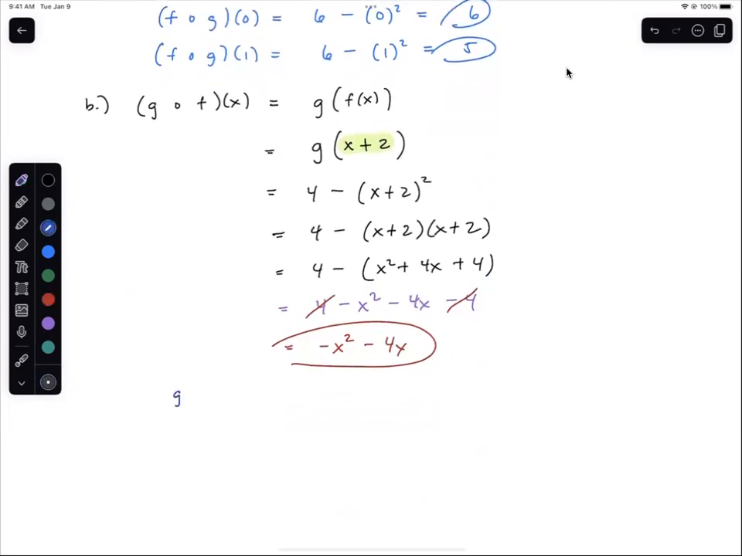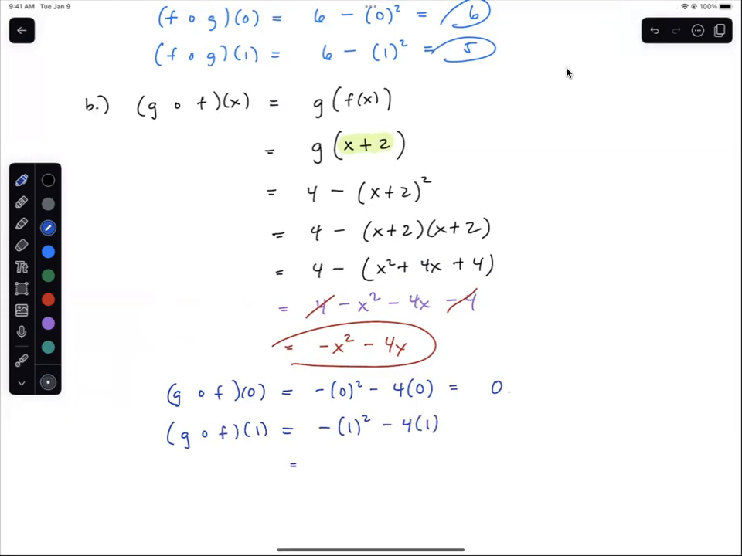G composed of f of 0 is going to be negative 0 squared minus 4 times 0, which is 0. G composed of f of 1 is going to be negative 1 squared minus 4 times 1. 1 squared is 1, so negative 1 minus 4, which is negative 5.